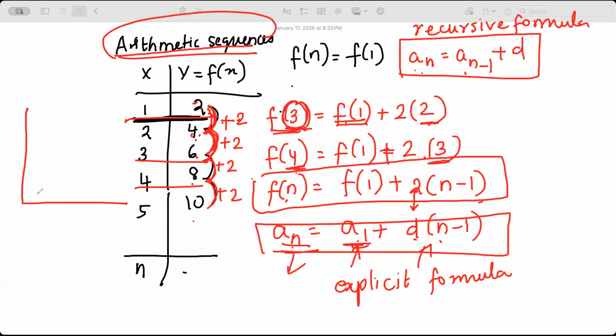Now I'm going to plot them into a graph. 1 indicates a 2. If I input 1, output is a 2. If I input 2, output is a 4. If I input 3, output is a 6. Make sense?